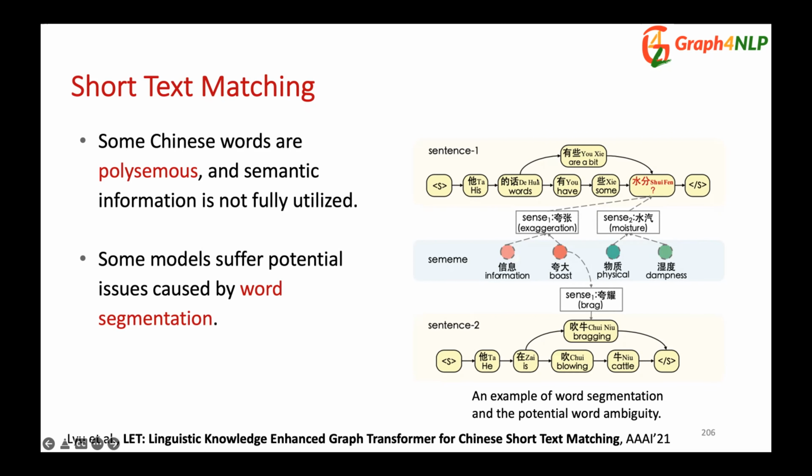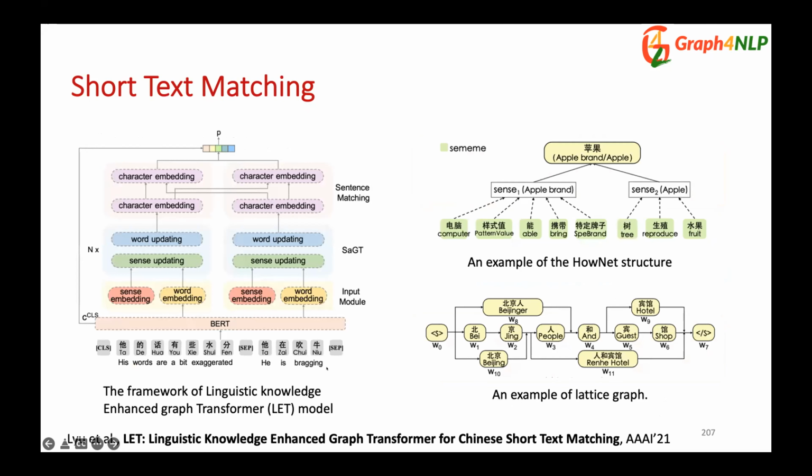And also you can have different ways to segment this sentence. Let's say these two characters, if you consider they're separate, it means have some. And if they are combined, it means a bit. So in this way, you have ambiguity in terms of segmentation as well as polysemy. So basically in this work, they combine the lattice graph representation to incorporate the different ways to segment the same sentence, as well as incorporate the knowledge from a Chinese knowledge graph, which we call the HowNet knowledge graph, to incorporate the different meanings of the same word.